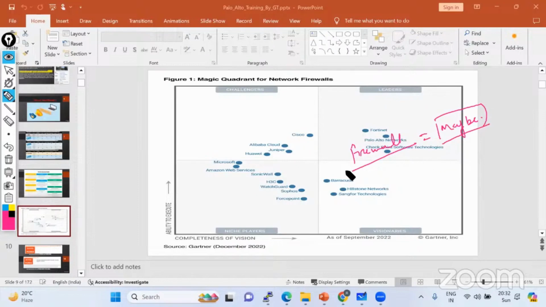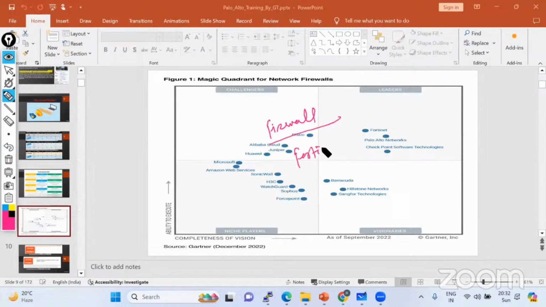Another kind of engineer is already working in the firewall domain. They already know FortiGate and want to learn Palo Alto, or they already know Checkpoint, Microsoft, Amazon, or WatchGuard and want to learn Palo Alto. That is a different case, and this is going to help you a lot.